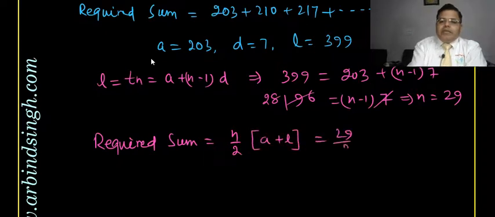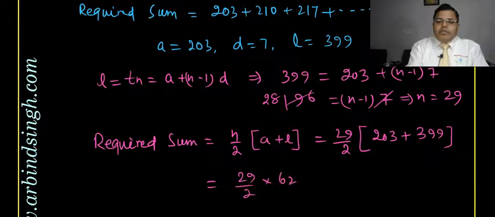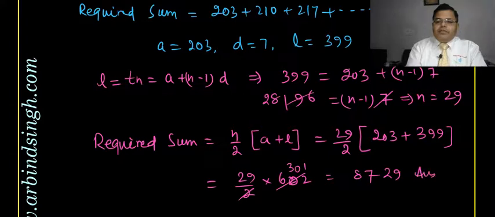that is 29 by 2. First term is 203, last term is 399, so we can have n by 2 into, that will be 29, you have here 29 by 2 into 602. If you cancel this, this will be 301. 301 into 29, 9 9s are 81, 29 and 29, 3 2s 87. So 8729 will be the answer of this question.